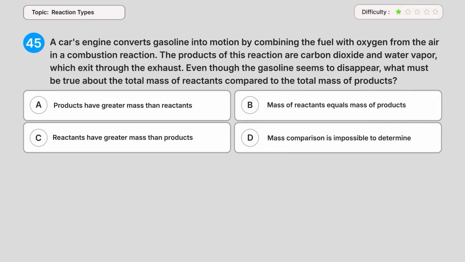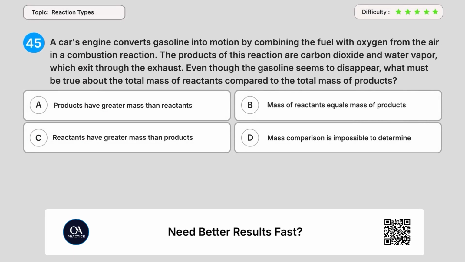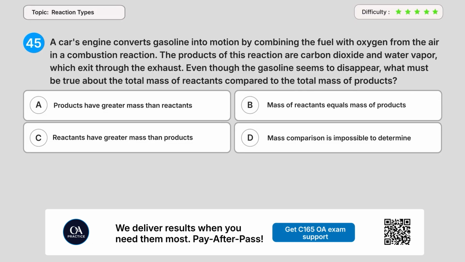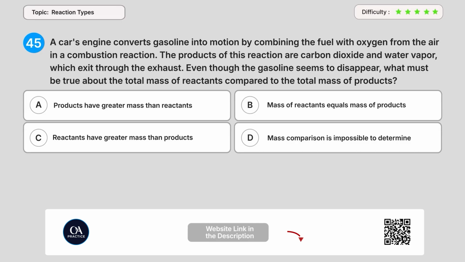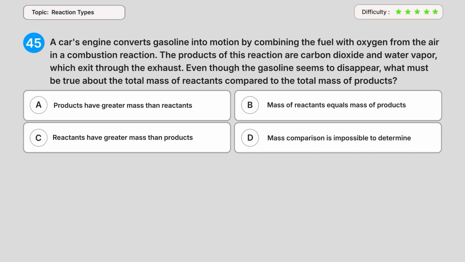45. A car's engine converts gasoline into motion by combining the fuel with oxygen from the air in a combustion reaction. The products of this reaction are carbon dioxide and water vapour, which exit through the exhaust. Even though the gasoline seems to disappear, what must be true about the total mass of reactants compared to the total mass of products? A. Products have greater mass than reactants. B. Mass of reactants equals mass of products. C. Reactants have greater mass than products. D. Mass comparison is impossible to determine.